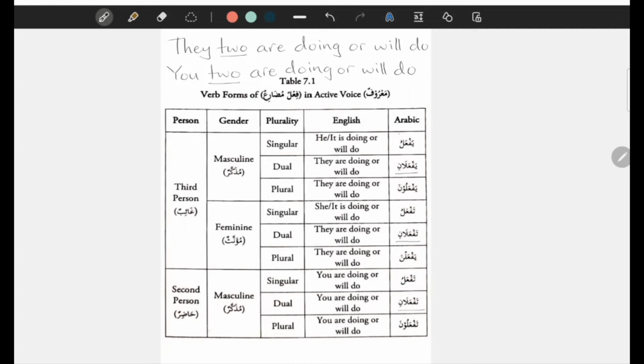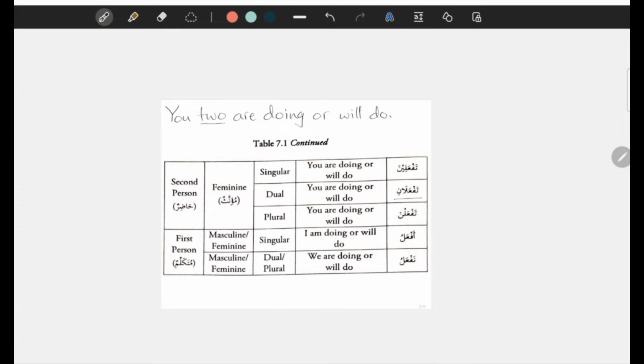So the first one, they too are doing or will do, refers to both masculine and feminine. يفعلان and تفعلان. Both of them are underlined. And the second sentence, you too are doing or will do, refers to the last one, which is underlined. تفعلان, you too are doing or will do. In this one as well, تفعلان, you too are doing or will do.